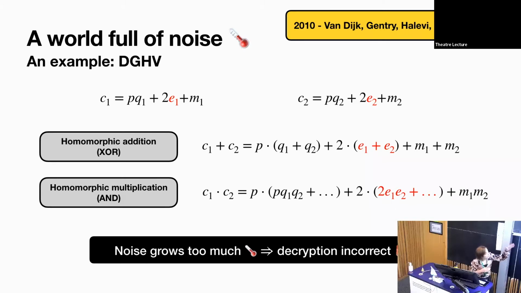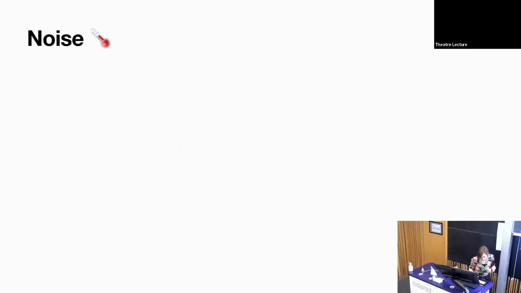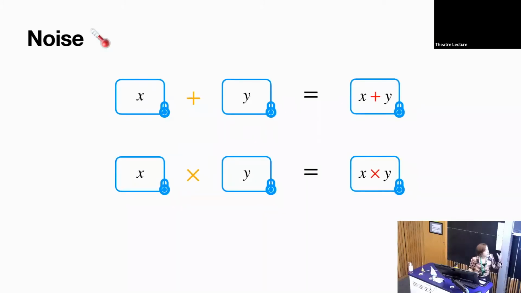DGHV is just an example. We don't use it much anymore. But all the homomorphic encryption schemes that we use nowadays have a similar problem with noise. We always put noise during the encryption phase for security reasons, and every time we do an operation, the noise grows.